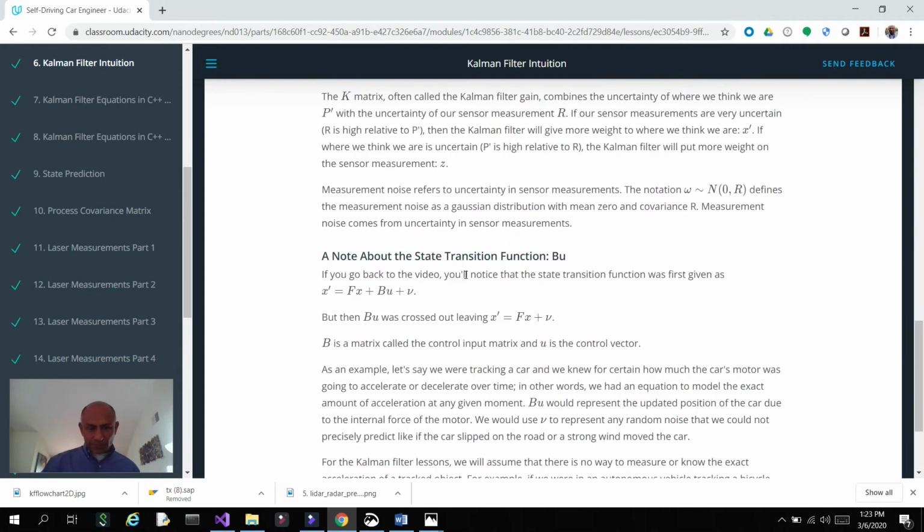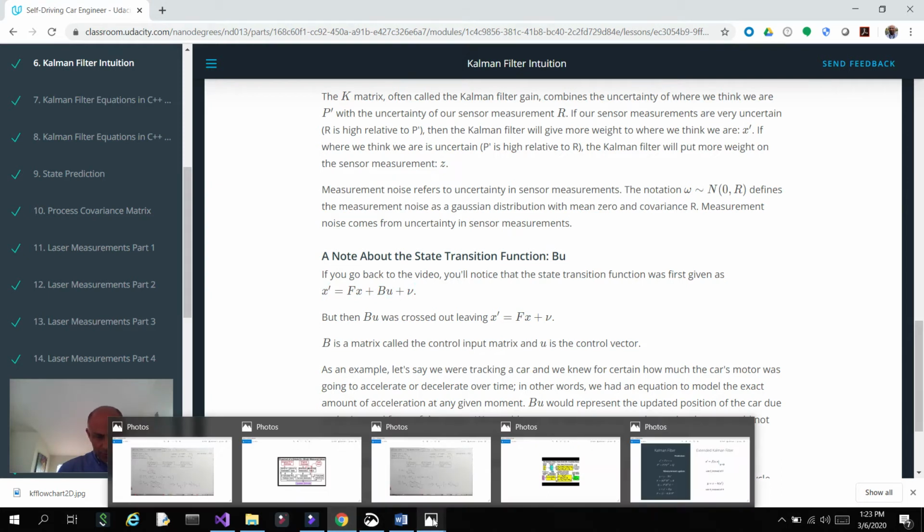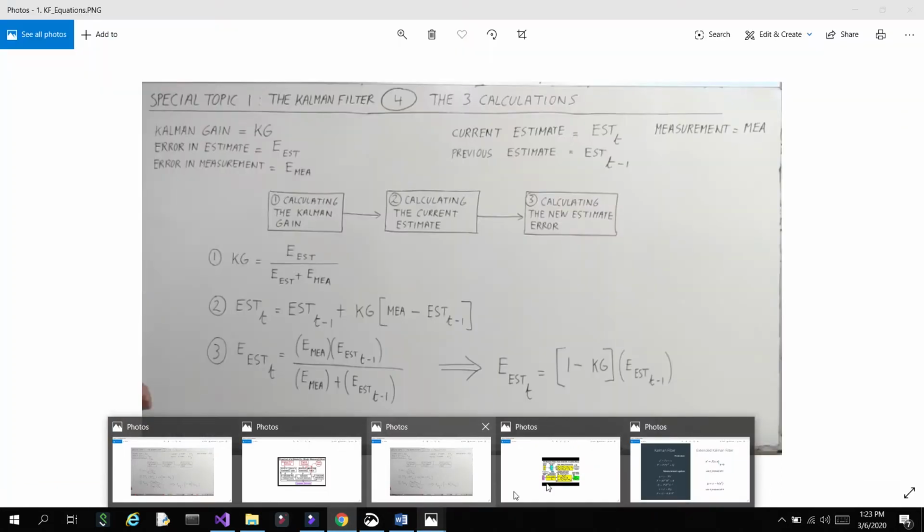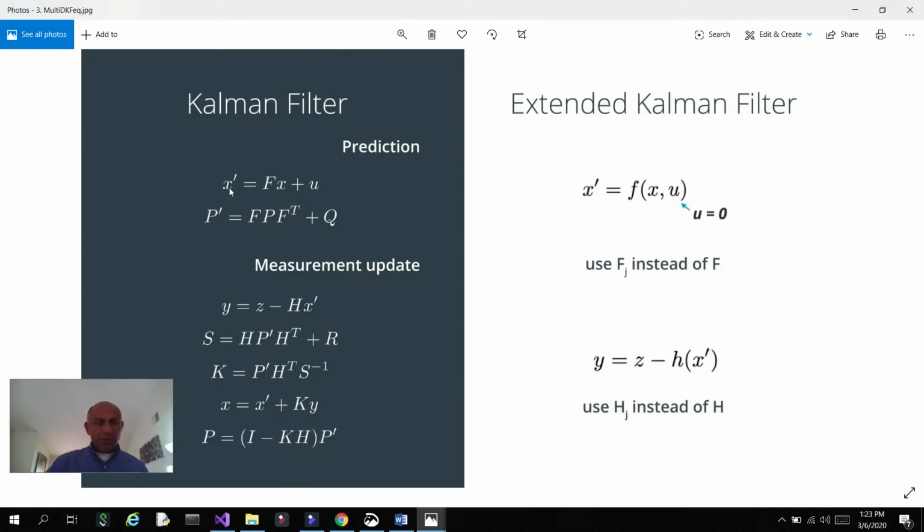So let's go to some of the equations here. To predict, let's go back to the equations here. So the new state is fx plus nu. Now, the new state here, x predicted, is fx plus u.